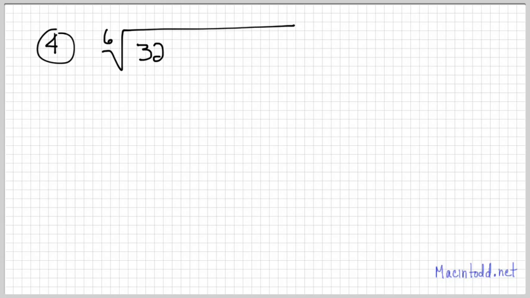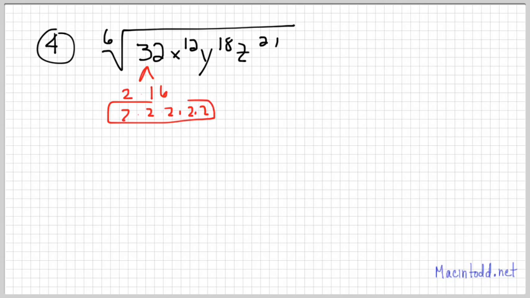Problem number 4, sixth root of 32x to the 12th, y to the 18th, z to the 21st. I'm going to deal with the numerical part first. 32, it's 2 times 16, and 16 is 4 2's multiplied together. So this right here equals 32. However, that's only 5 2's, and I need to have 6 of something multiplied together. There's nothing inside 32 that I can take outside of the radical.